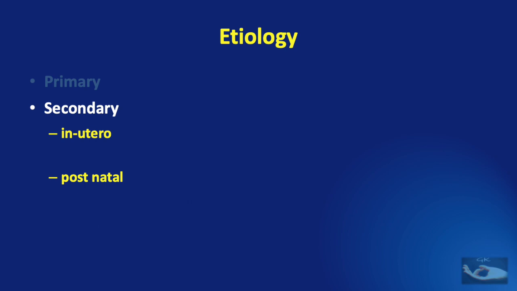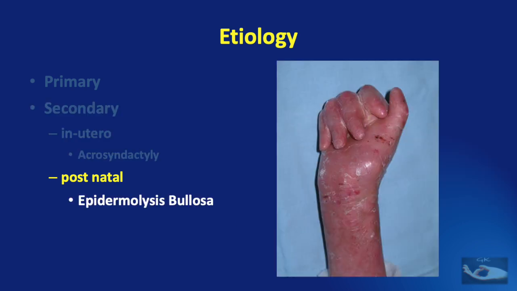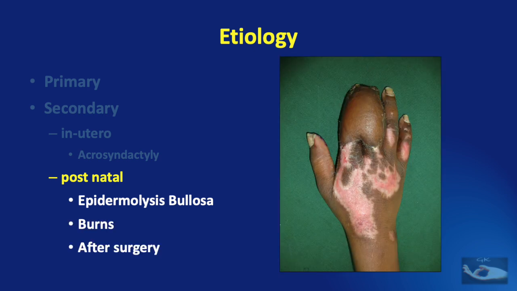In utero, secondary syndactyly can occur in many situations, like the condition called constriction band syndrome or acrosyndactyly. Postnatal secondary syndactyly is syndactyly or fusion of the fingers occurring after the birth of the child, as in conditions like epidermolysis bullosa, burns, or after surgical procedures where the fingers are put together to create a secondary syndactyly that will aid in the reconstruction process.